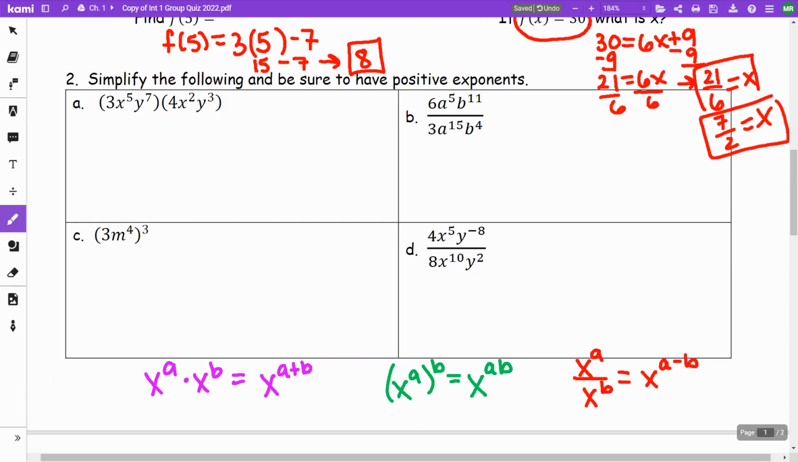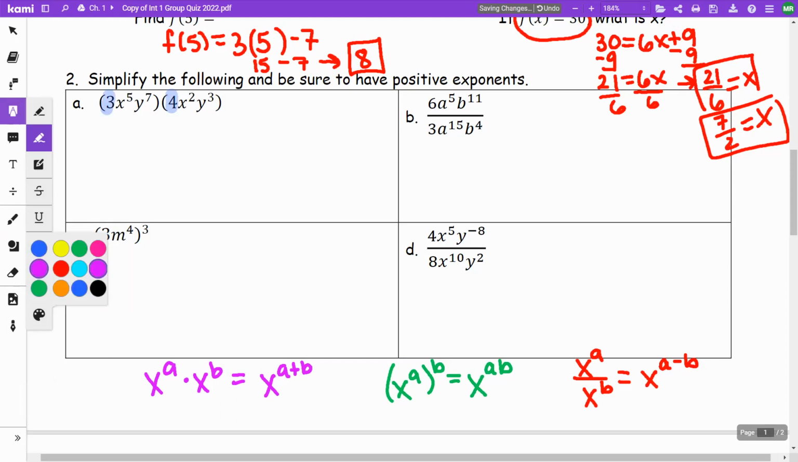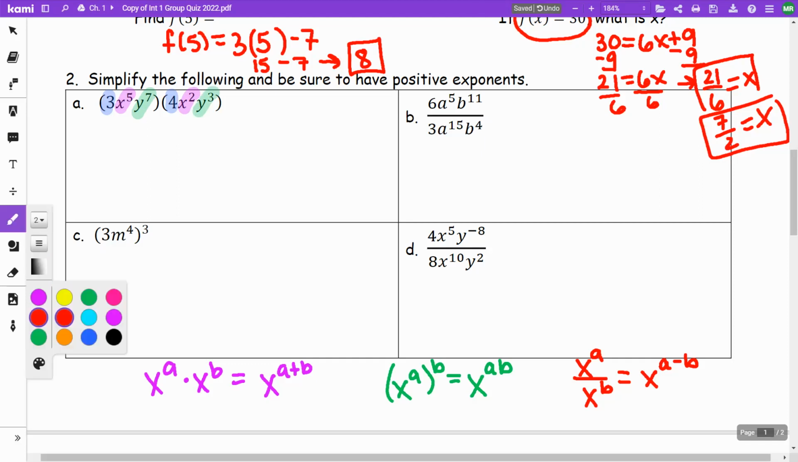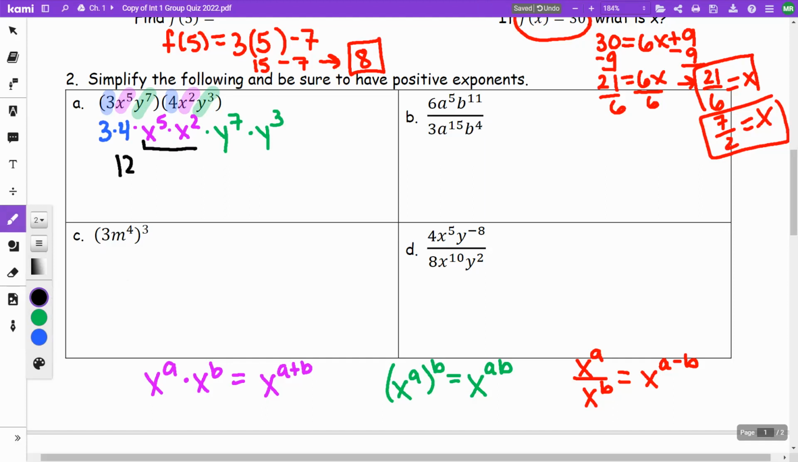So on a, what I'm going to do when I do this is my 3 and the 4 are normal numbers. They're going to multiply together. My x to the 5th and x to the 2nd are going to multiply together. My y to the 7th and y to the 3rd. So let me just jot it out. 3 is going to multiply with 4. My x to the 5th is going to be multiplying with x to the 2nd. My y to the 7th is going to be multiplying with y to the 3rd. And then when I work that out, I'm going to get 12. And here I'm going to add the exponents because it's just like this down here.